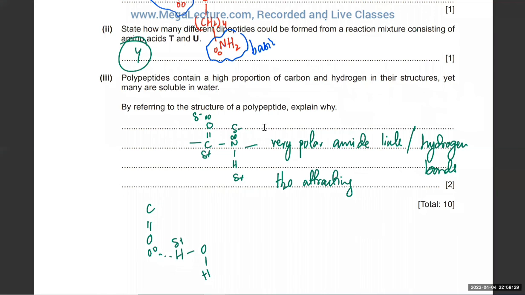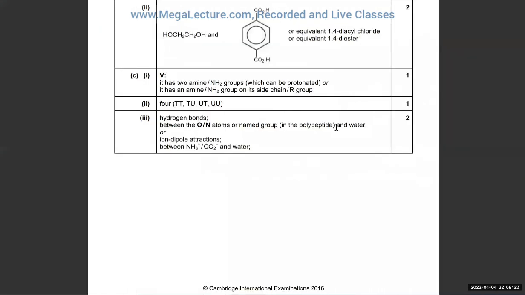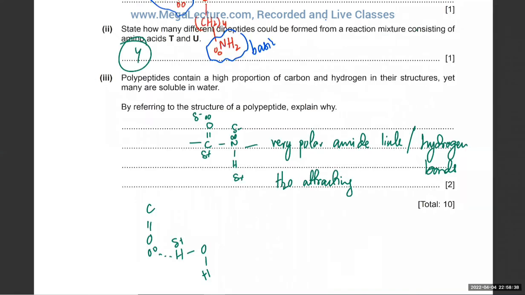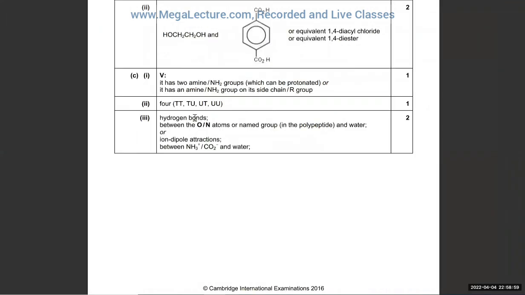So the named group in the polypeptide, and each oxygen in the water molecule is attracting the H, but it's an amide link, right? So the water has a very highly positive H, so it attracts the lone pairs on oxygen. So basically, the second mark was to explain between which groups the hydrogen bond is getting formed. Okay, is that clear?